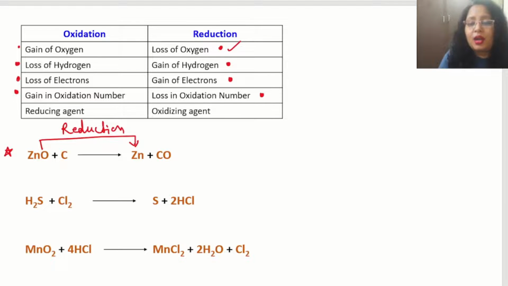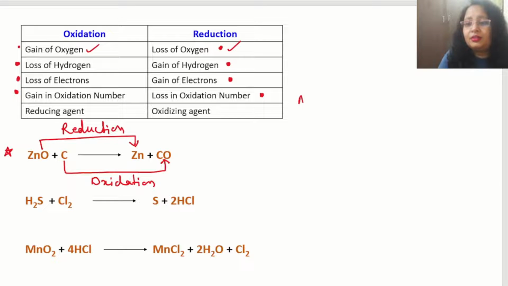Now come up to carbon. Carbon in turn changes to carbon monoxide, means there is addition of oxygen or gain of oxygen. So we can say this particular part is doing oxidation. And now we can say carbon is being oxidized to carbon monoxide. Understand? From this reaction only we can understand that oxidation and reduction occur simultaneously.